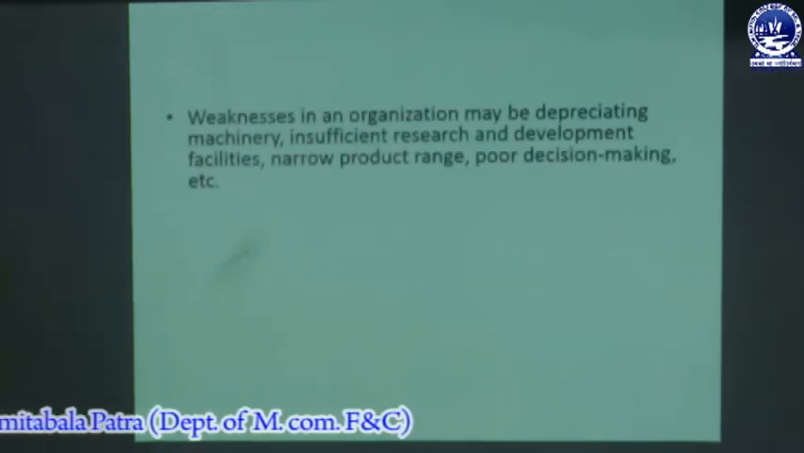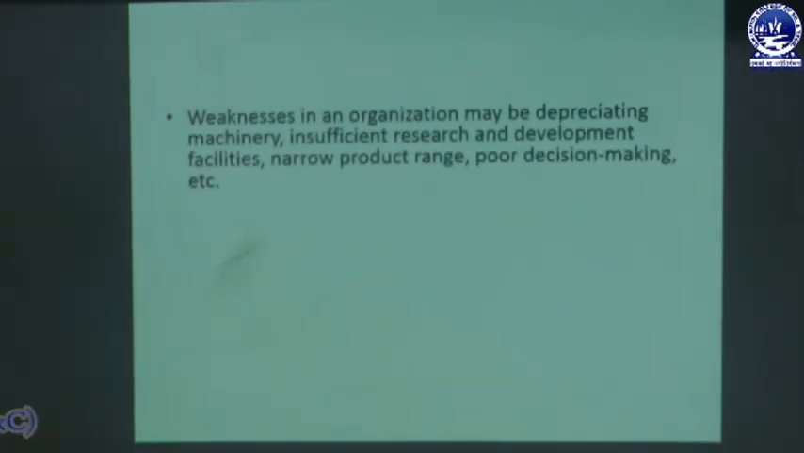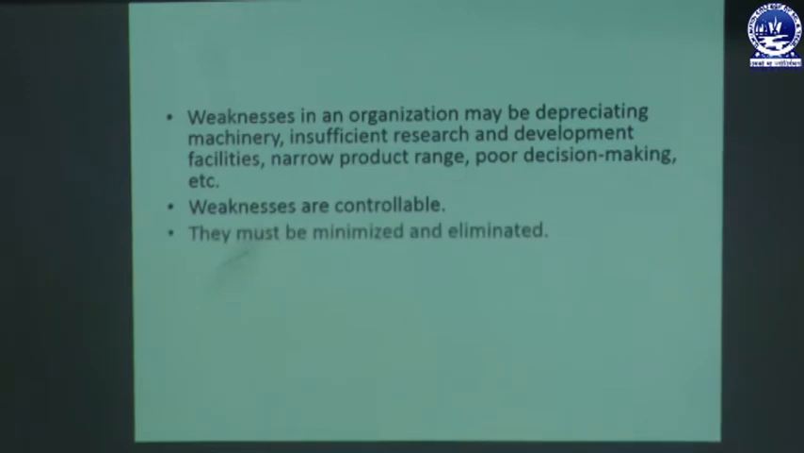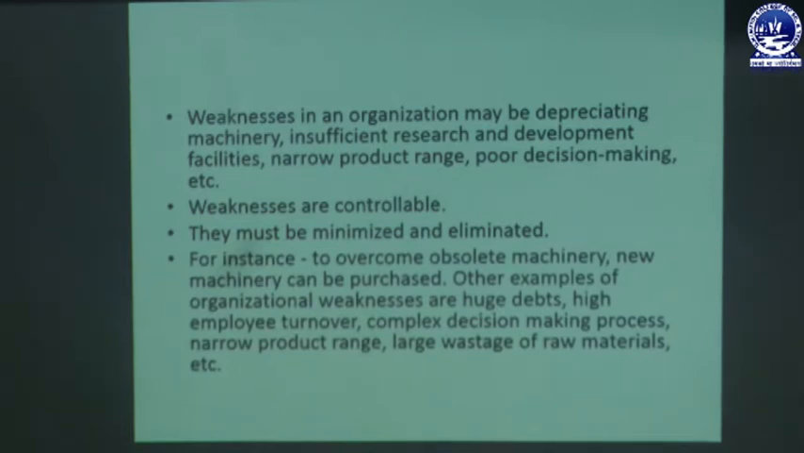These weaknesses in an organization may be depreciating machinery, insufficient research and development facilities, a narrow product range, poor decision making, and so on. These weaknesses are controllable. They must be minimized and eliminated. For instance, to overcome the obstacle of old machinery, new machinery can be purchased. Other examples of organizational weaknesses are huge debts, high employee turnover, a complex decision making process, a narrow product range, large wastage of raw materials, and so on.